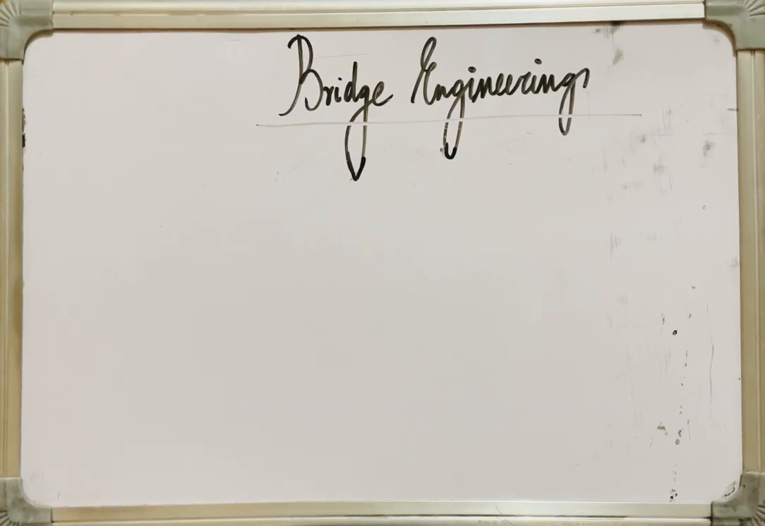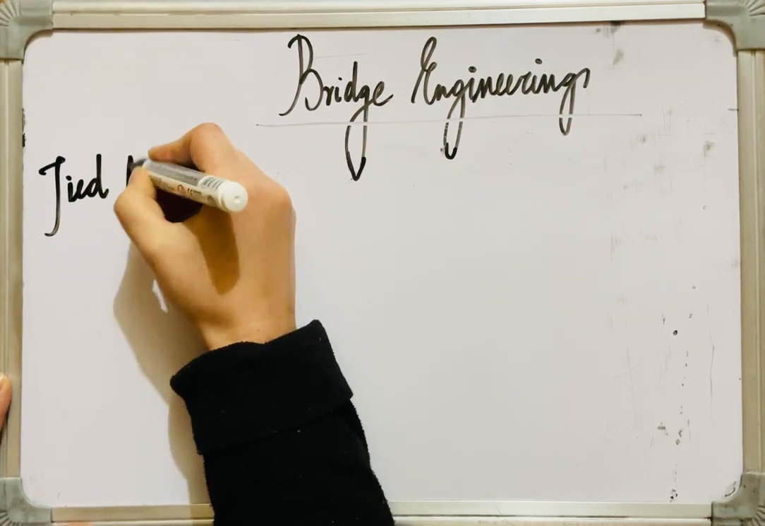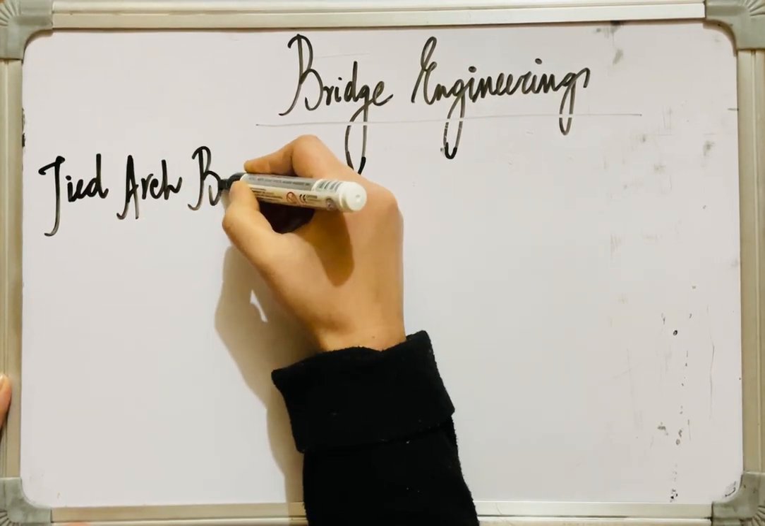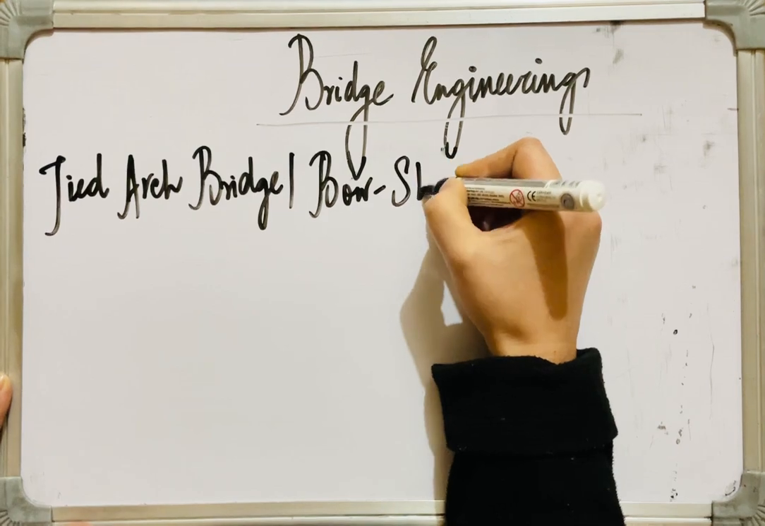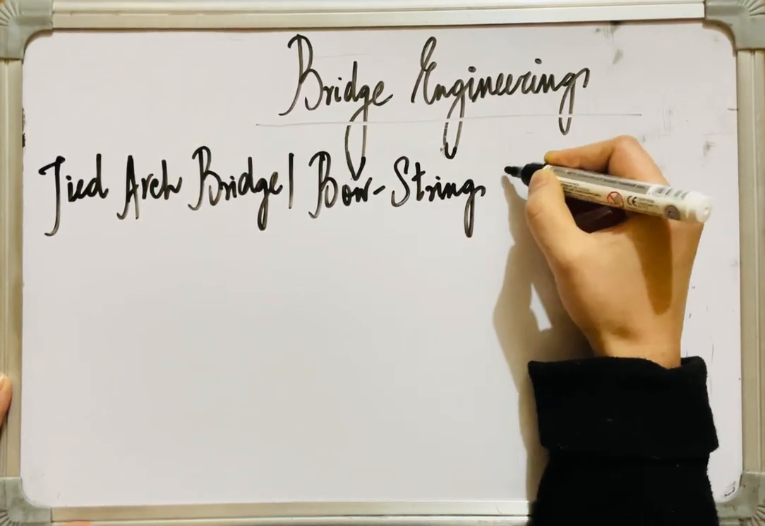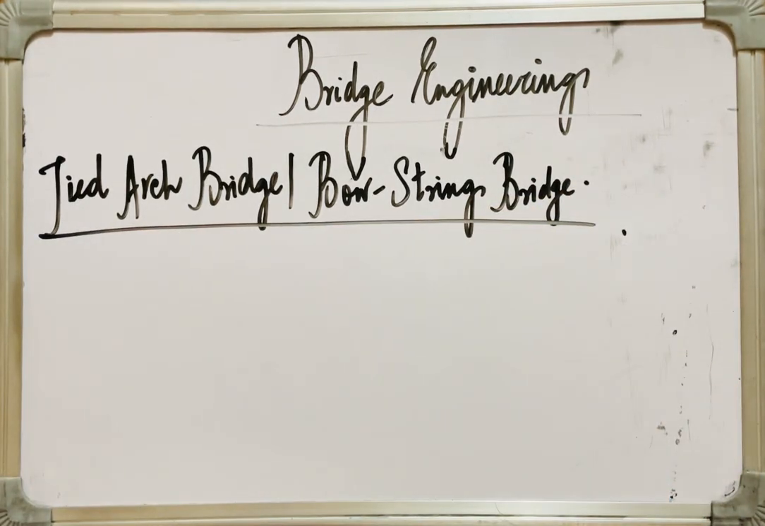So this is our discussion for today. Tied arch bridge, also known as bowstring bridge. Why so? We'll discuss. So the tied arch bridge is an arch bridge in which the outward directed horizontal forces of the arches are borne as tension by a cord tying the arch ends rather than by the ground or the bridge foundation.